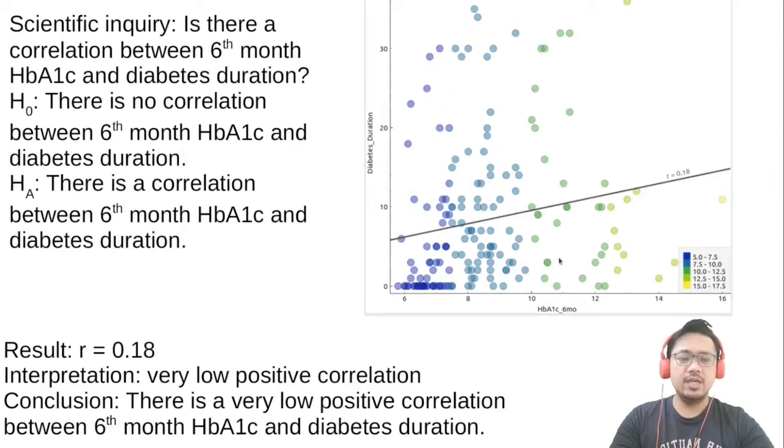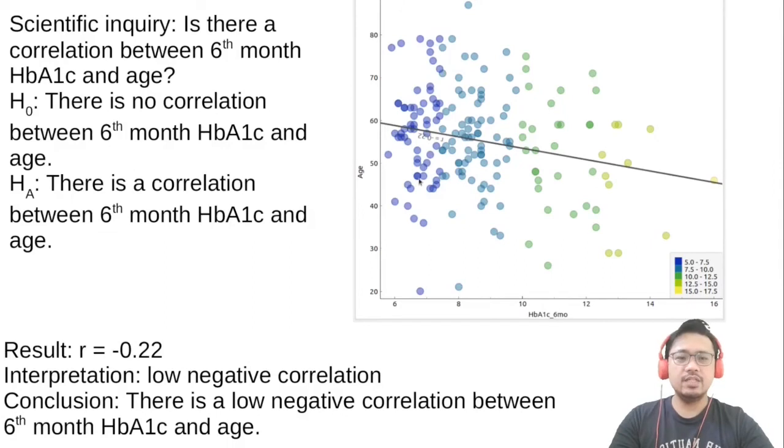Between 6-month HbA1c and diabetes duration, the resulting Pearson coefficient is 0.18. This means there is a very low positive correlation. Next, between 6-month HbA1c and age, we can see that the regression line goes downward and the coefficient that we got is negative 0.22. This means that there is a low negative correlation.